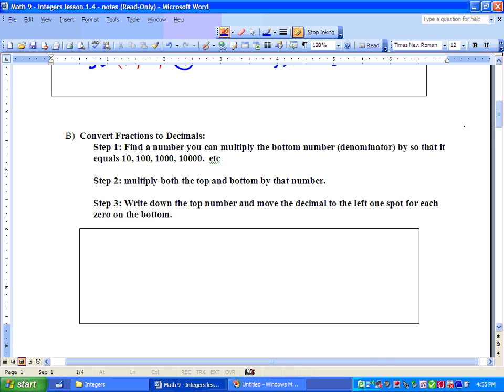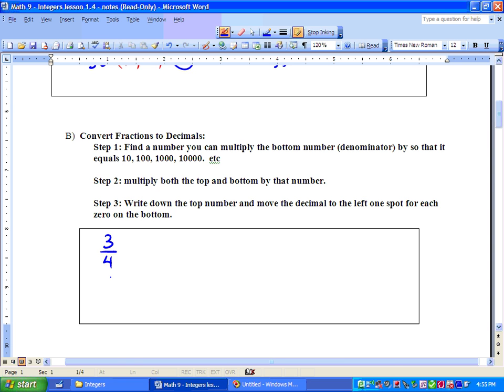So we're going to find a number you can multiply the bottom number, the denominator, by, so that it equals 10, 100, 1,000, or 10,000. Then we're going to multiply both the top and the bottom by that number. Then we're going to write down the top number and move the decimal to the left one spot for every 0. That's going to make a little more sense in a second. So let's start with a fraction, 3 over 4. If we don't have a calculator, how are we going to get that into a decimal?